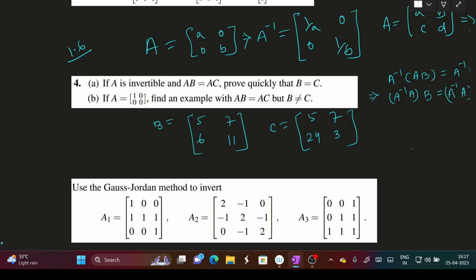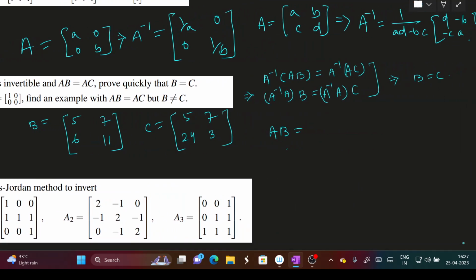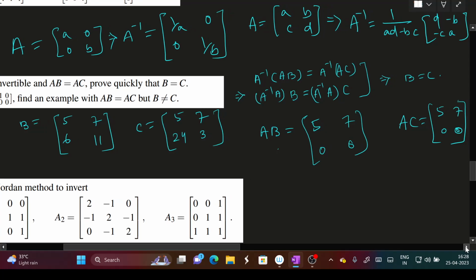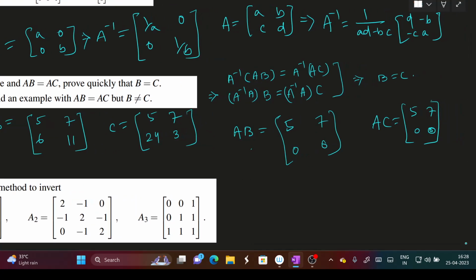And what about AB then? In that case, what is my AB? AB is 5, 0, and then 7, 0. And what is AC? Again 5, 7, 0, 0. This is 0. So what did I get? Even though my B and C are different from each other, AB is equal to AC. So this example is over.